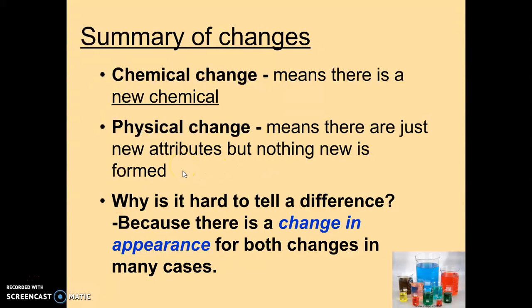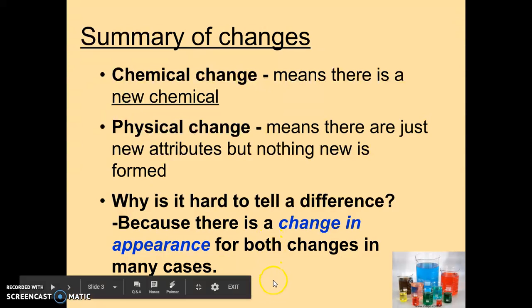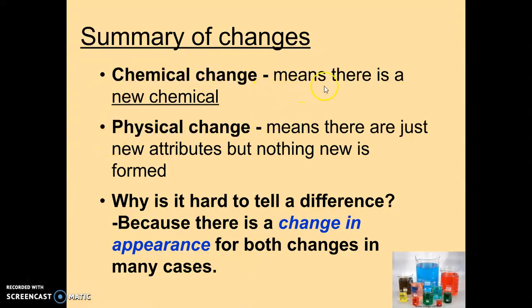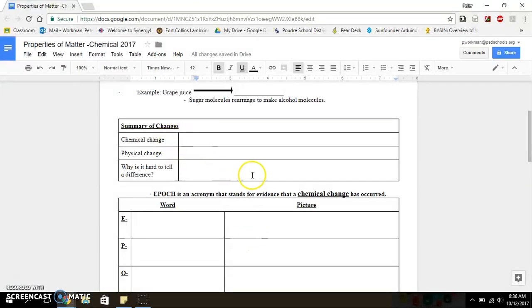Why is it hard to tell the difference? Because many times there's a change in appearance for both chemical and physical. We're going to talk about the best way to tell the difference between a chemical change and a physical change on the next slide. So make sure that you have filled out the difference between chemical change, a new chemical, physical change, and why it is hard to tell the difference. That is right here on your note guide.